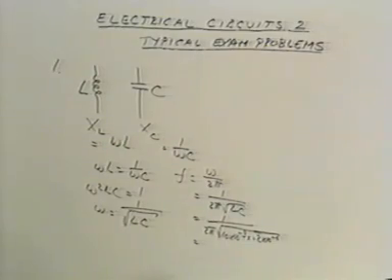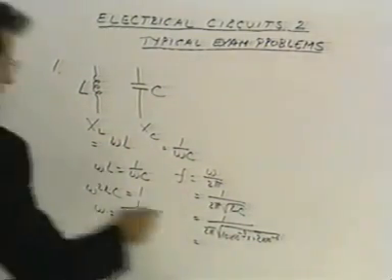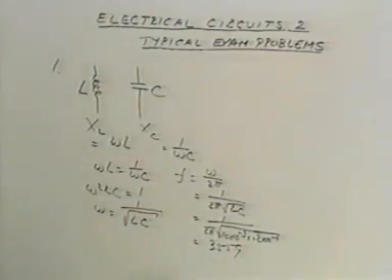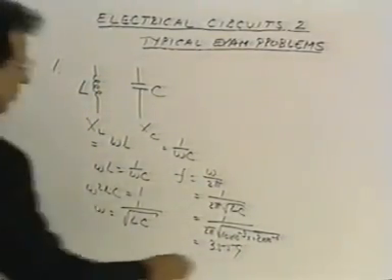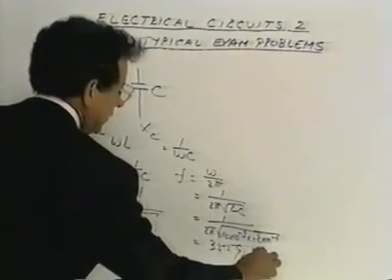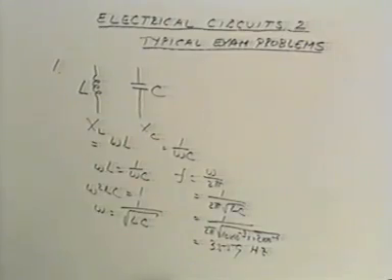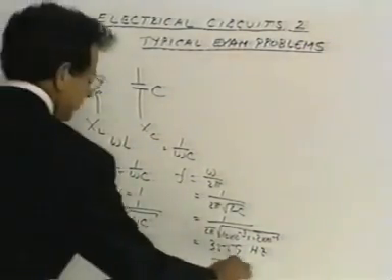And when you do the calculation, you get for the answer that the frequency is equal to 3559 hertz. And so the answer would be part A, 3.56 kilohertz.